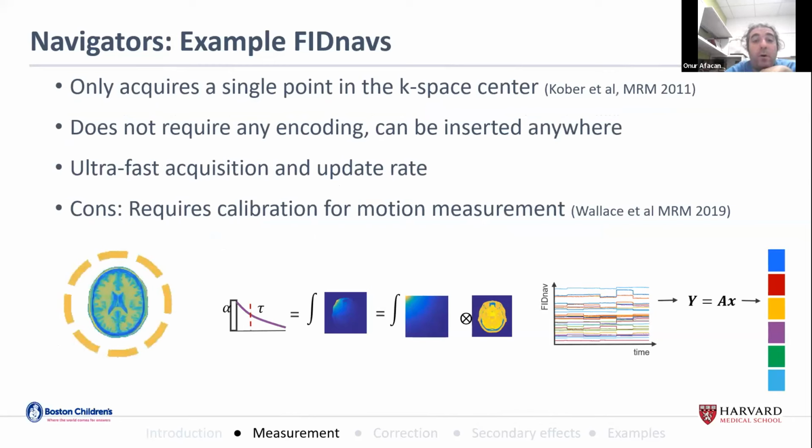One thing that we have been working on recently is FID navigators. These acquire a single point in k-space. It doesn't require any encoding. It's ultra fast, but it requires calibration. The idea is, as the kid is moving during the scan, his or her head comes near the coils, and those coils have an increased signal. We can model these signal increases, calibrate a matrix, and then estimate motion measurements from these single point navigators.